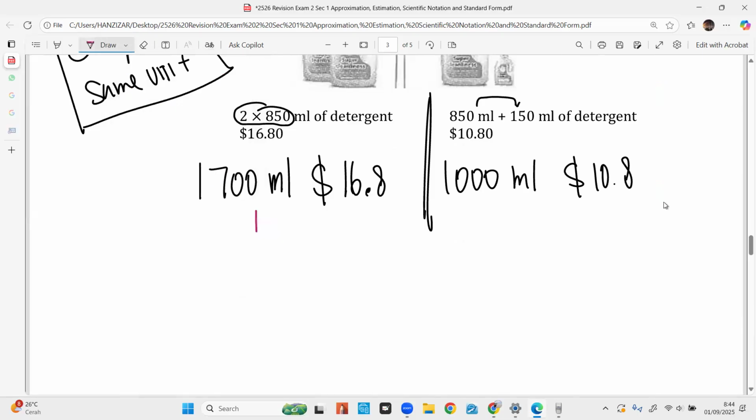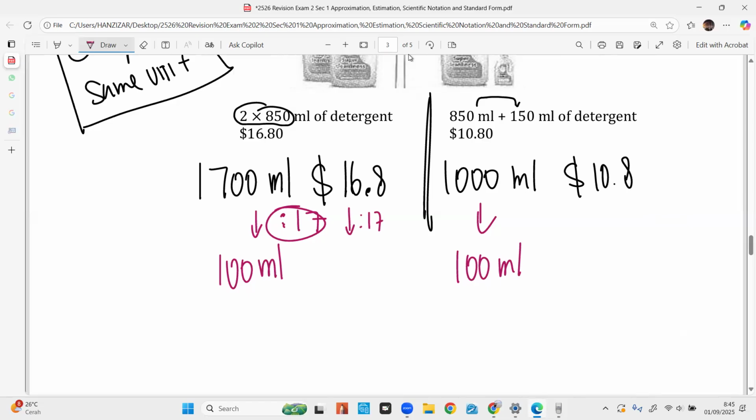The easiest part is this. To get 100, what you need to do is try to divide by 17. Okay? Both of them, because 1,700 to 100, you just divide by 17. So 16.8 divided by 17 is about 1, right? Near to 1.